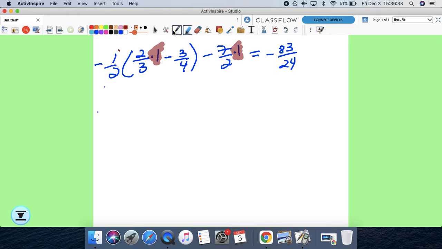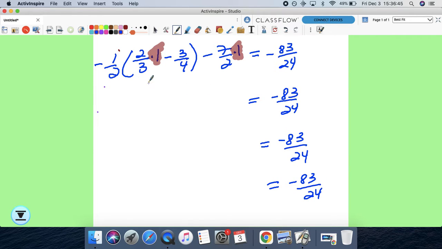So that should give me, on the right side, I already know what that is. It's negative 83 over 24. I'm just going to stretch it out a couple more lines. So let's see if I can simplify. Negative a half times everything that's in the parentheses. So it's 2/3 times 1. It's just 2/3. And then I'm going to subtract 3/4. Right, so if I do that, common denominators would be 12. 4 times 2 is 8, and 3 times 3 is 9. Minus, and 7 over 2 times 1 is just 7 over 2.